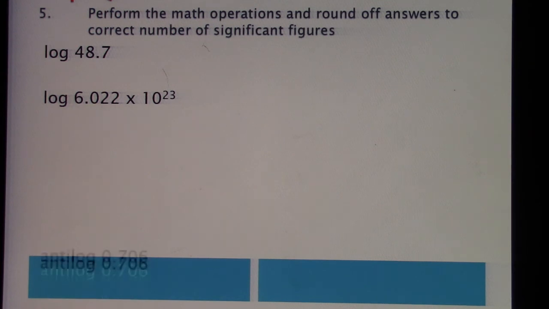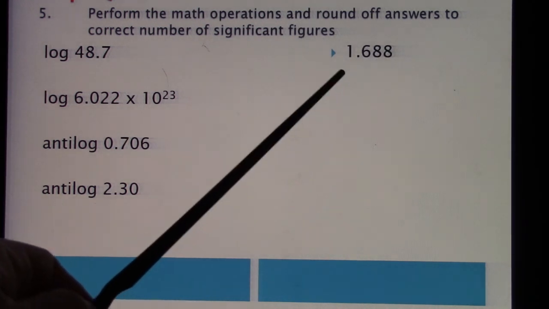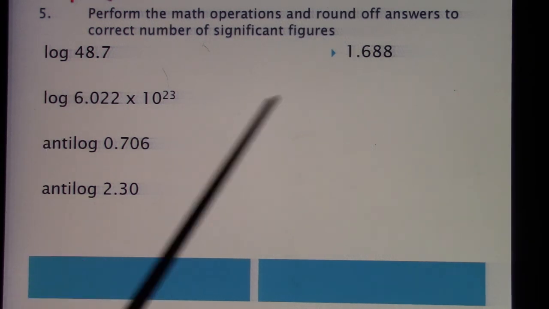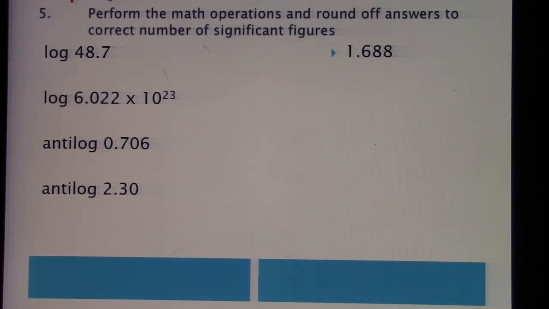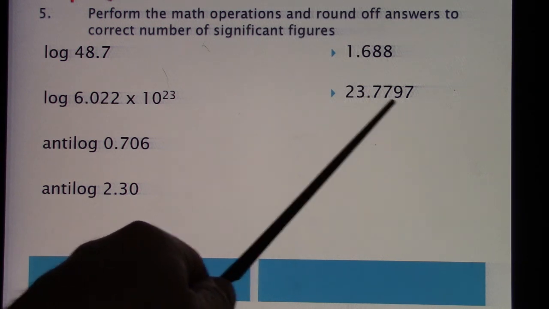Let's do some log problems. So take the log of 48.7. That has 3 sig figs. So the mantissa, which is the number to the right of the decimal, should have 3 sig figs. This is 3. This has 3. If you're doing Avogadro's number, take the log of Avogadro's number, times 10 to the 23rd. This has 4 significant digits, so the mantissa should have 4.